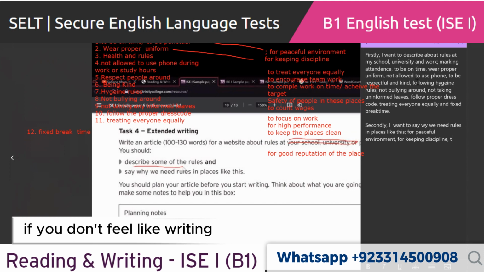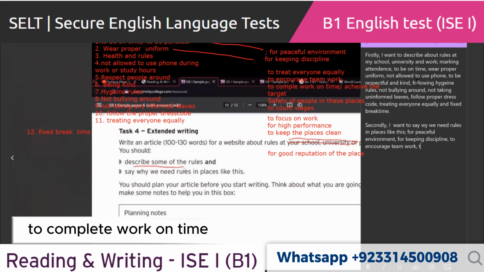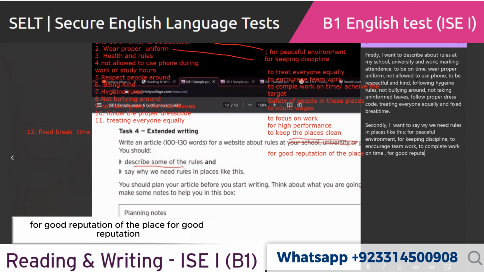If you don't feel like writing something, it's much better not to write it and just go on with the next one. That is, to encourage teamwork, to complete work on time. It's your choice if you want to write to achieve a goal or to complete work on time. Pick one: to achieve a target. For good reputation of the place, for good reputation.